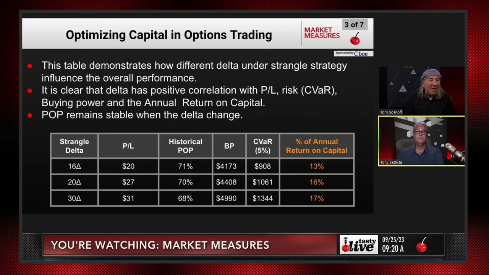The historical POP, like we said earlier, is always going to be the same. The buying power is going to be pretty close to the same. The CVAR is going to be, there's a marginal difference. And the percent of annual return on capital is going to be pretty close. If you looked at all these things and you had to make a judgment, you'd probably go, okay, the thing that makes the most sense here is the 20 delta because it's got middle range price, middle range POP, middle range BP, middle range CVAR, and middle range percent of annual return on capital. It just logically makes sense across the board, the 20 delta. Let's go to the next slide.